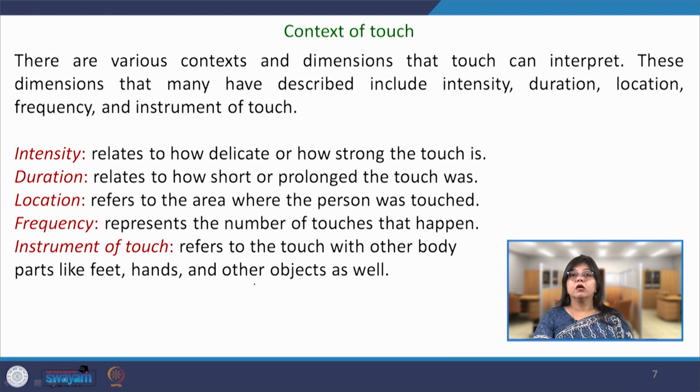Instrument of touch refers to the touch with other body parts like feet, hands and other objects as well. So, it is not about simply touching and the non-verbal communication initiates. It also involves certain parameters such as intensity, duration, location, frequency and instrument of touch. For how long the touch was continued, how strong the touch was, where it was touched and which part of the body the touch was felt by the other person. When all these factors come together, then only we can say that the non-verbal communication in terms of haptics has taken place, which carries a specific hidden message in that touch.